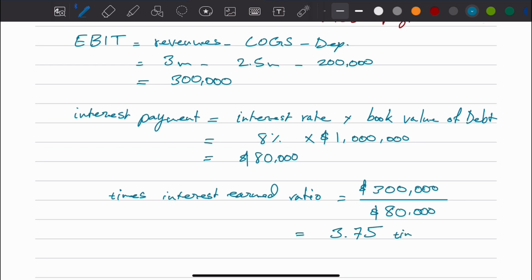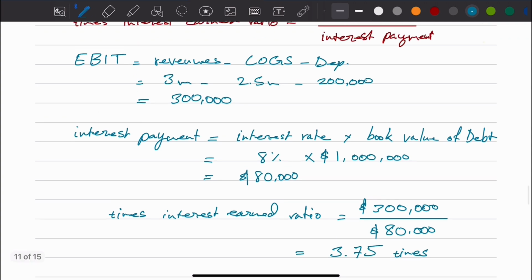It means that the company can use their earnings before interest and tax to service the interest on their debt 3.75 times. The earnings before interest and tax of the company is enough to cover the interest payments 3.75 times over. All right. That's it. This is a pretty straightforward, pretty short exercise.